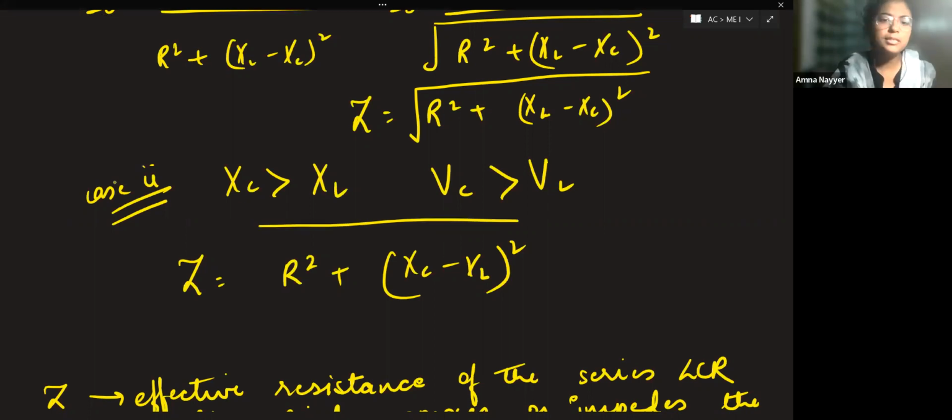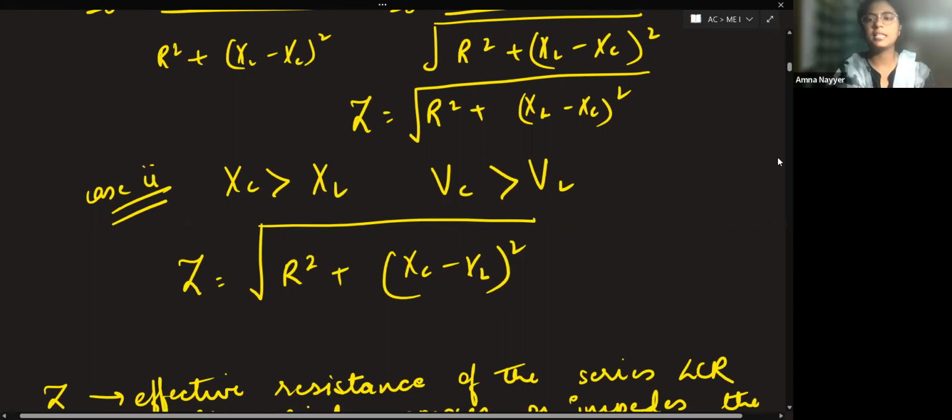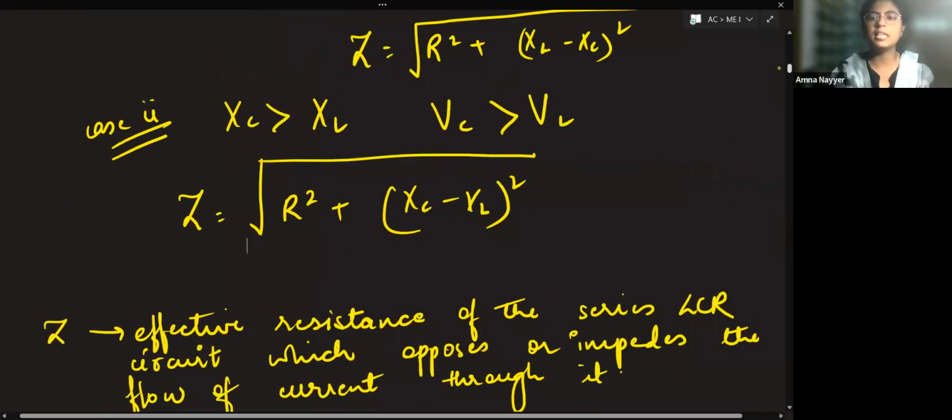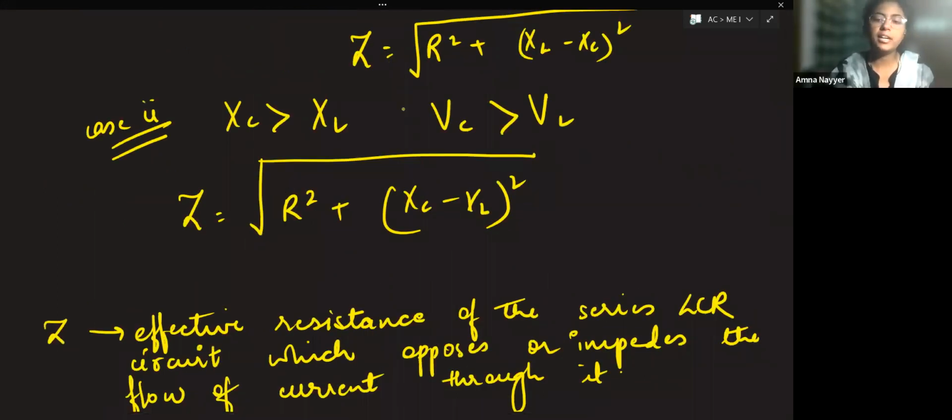Chances of numericals coming from this topic is fine. So Z is under root R square plus XC minus XL whole square. Now the effective resistance, which you said the definition of this series LCR circuit: the effective resistance of the LCR circuit which opposes or impedes the flow of current through it.